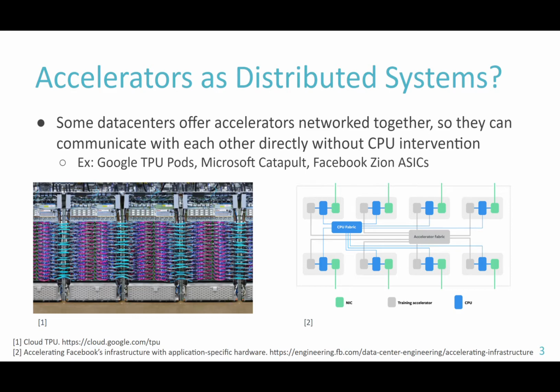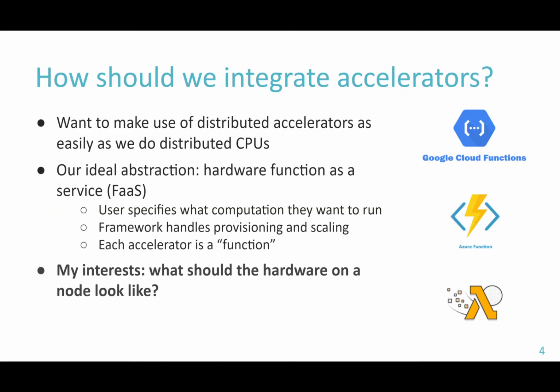In this case, the distributed systems model allows for more flexible allocation of resources, helping to prevent resource stranding. So if a node's CPU is being used for a different computation, the accelerator can still be used by a remote CPU. Finally, accelerators that communicate with each other directly can communicate at much higher bandwidth with lower latency. The question is, how should we integrate accelerators and represent them to the user if we want to use distributed accelerators as easily as we do distributed CPUs?